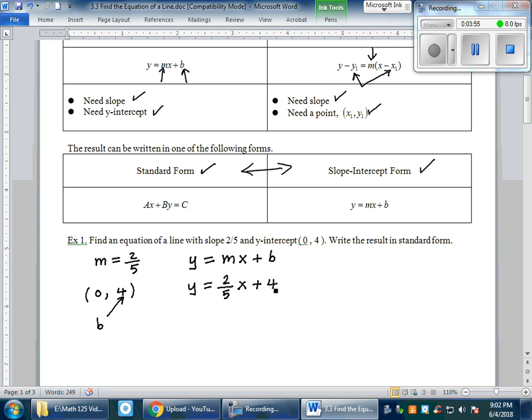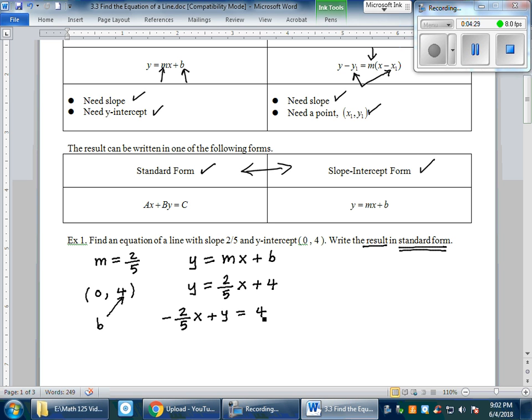Now that's how I start. But is that the end of it, or is that what the question wants? No, because the question asks you to write the result in standard form. That means I have to write both x and y variables on the left hand side and a number on the other side. So I'm going to subtract 2 over 5x from both sides, which is equal to 4.